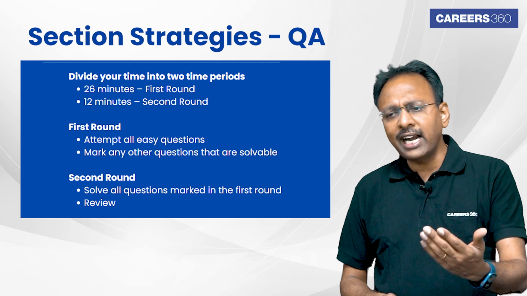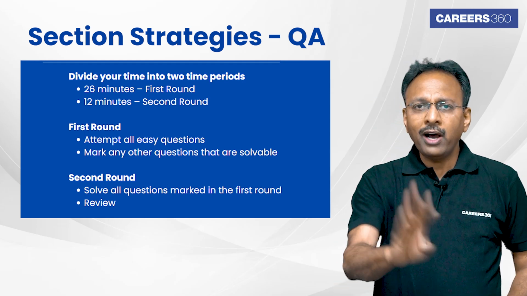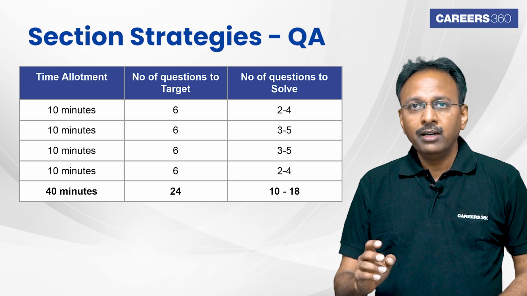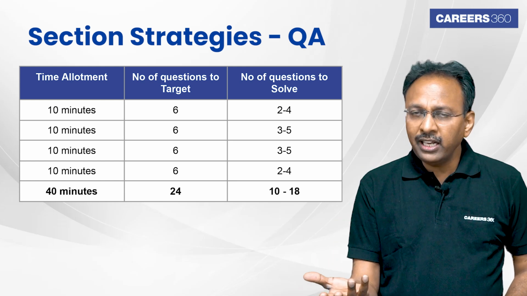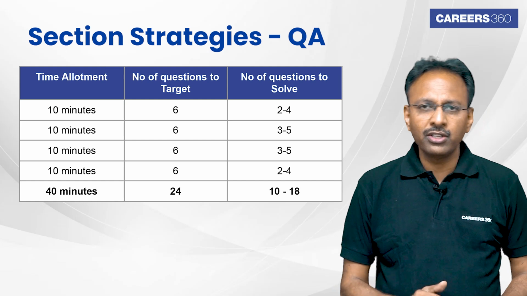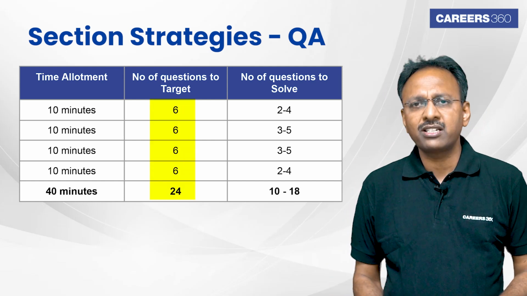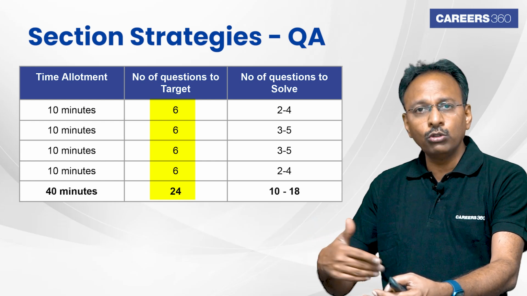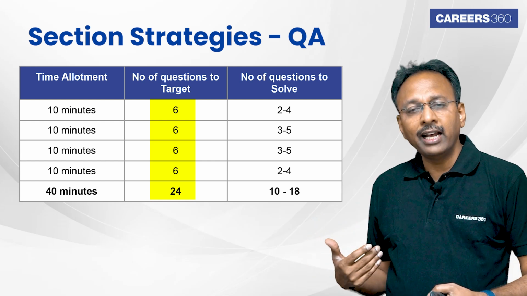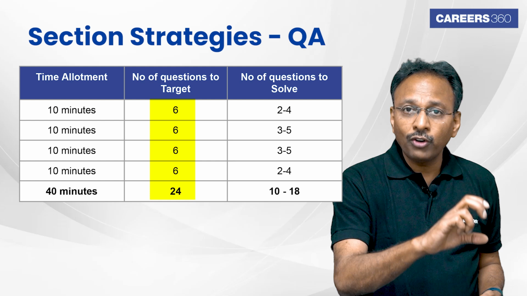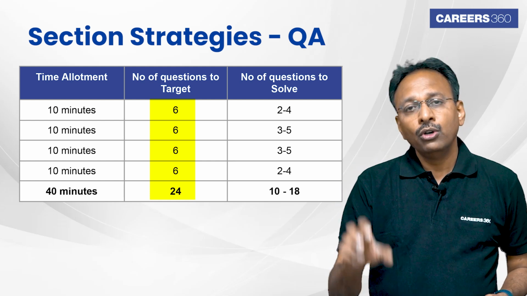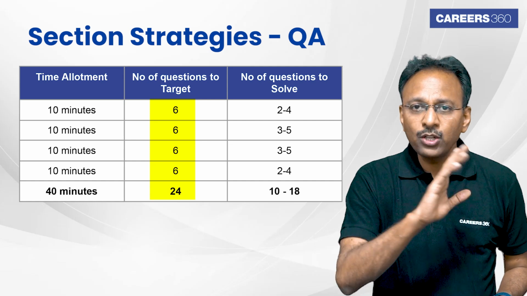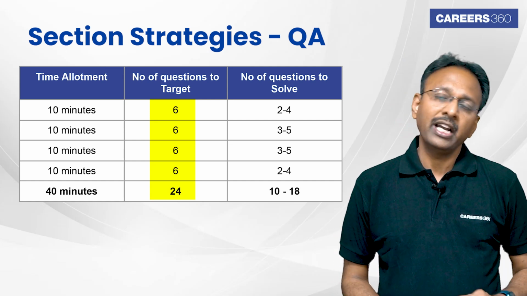The second strategy is a very straightforward strategy. You have a 40-minute paper. You will convert that into a 10-minute game. Because there are 24 questions, you will just do 6 questions in 10 minutes. You will look at 6 questions, solve one or two, and keep going in that way. You will find that there will be a chunk of questions which will give you easily 3-4 continuous marks. And that is what you need to do for your quantitative strategy.